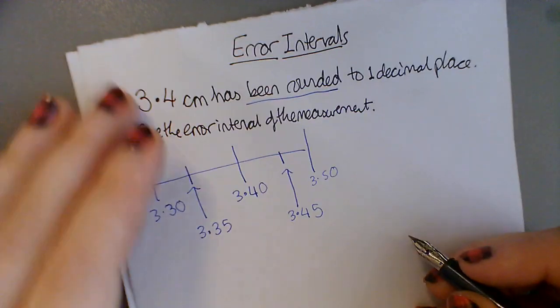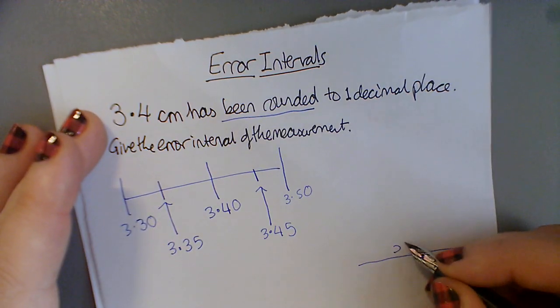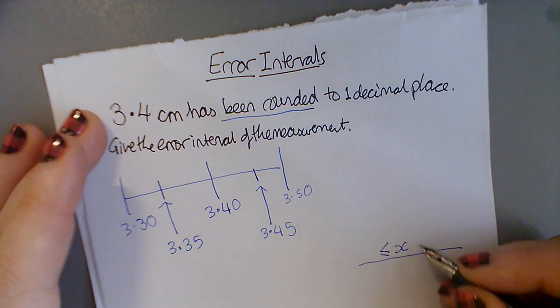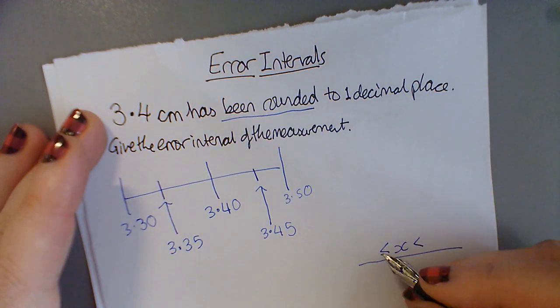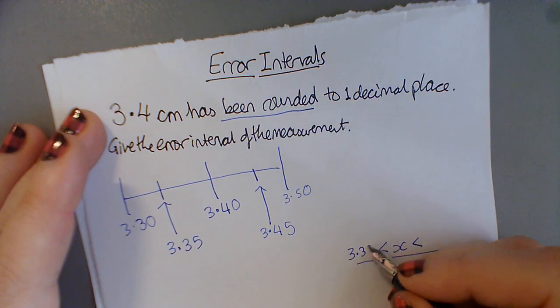It's the error interval. In the exam, you'll get a line, you will get a letter already, and these symbols like so. This includes it. Then you've just got to put your numbers in the right place.